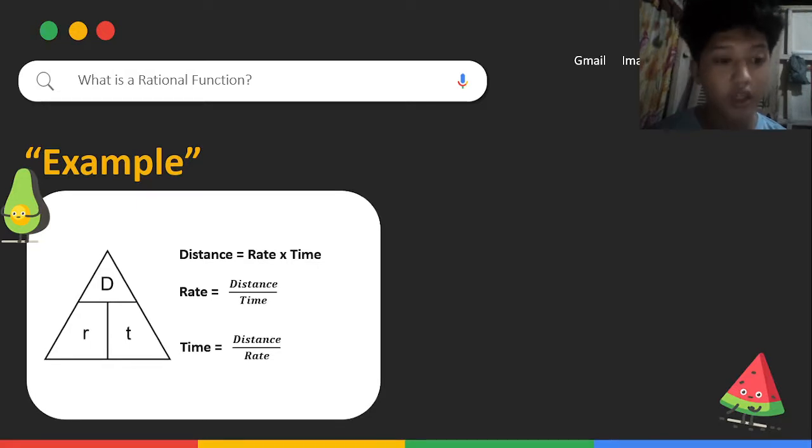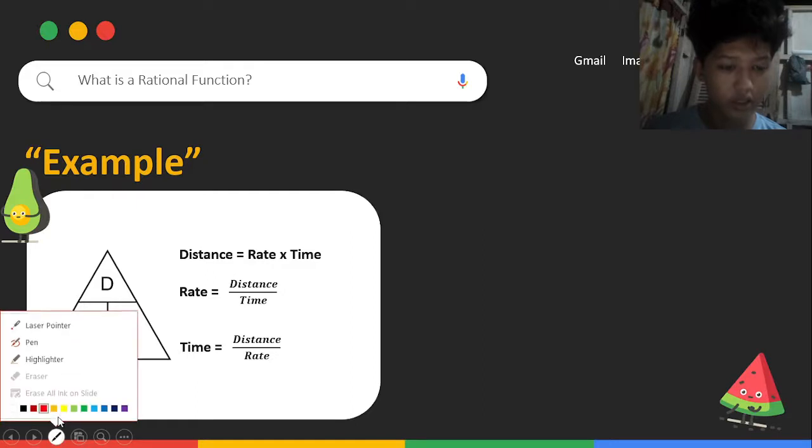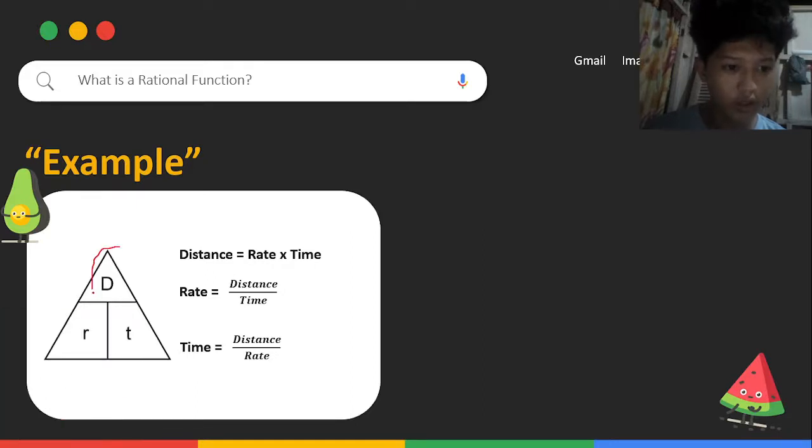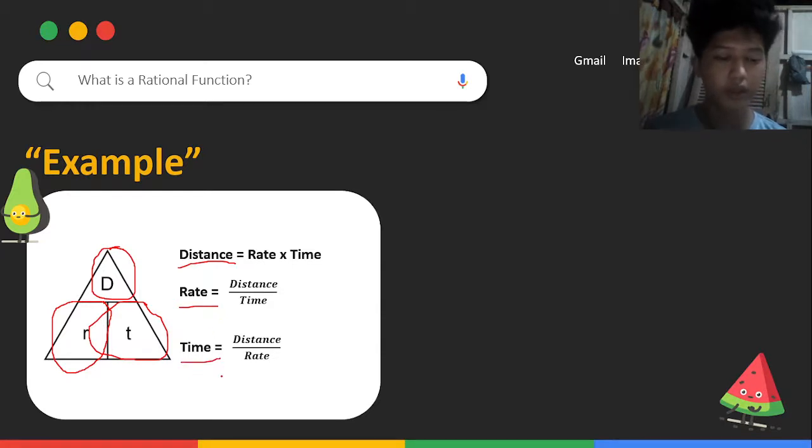We have an example here. d stands for distance, t stands for time, and r stands for rate. So we have distance equals rate times time, rate equals distance over time, and time equals distance over rate.